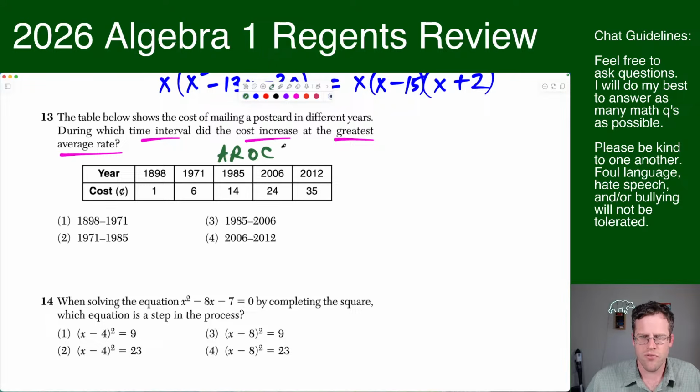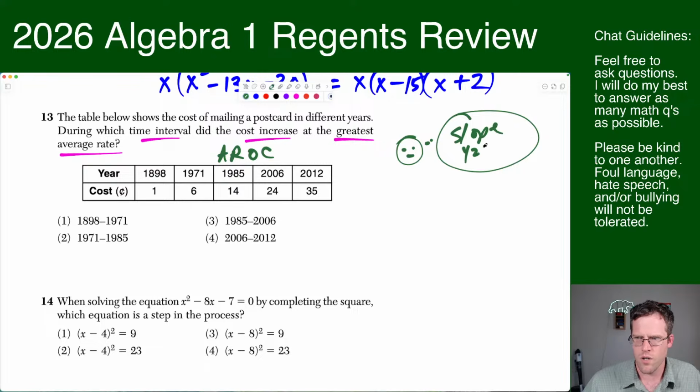I'll abbreviate average rate of change like this, which is really just, I just think of slope. So I just think y2 minus y1 over x2 minus x1. And you find the slope between all of these. During which time interval did the cost increase at the greatest average rate? So we want to see the change in the cost per year. So let's see, over this space here to here.